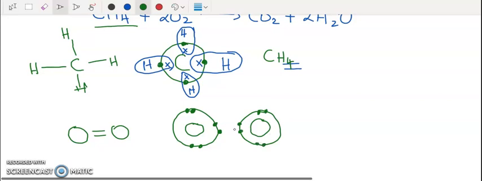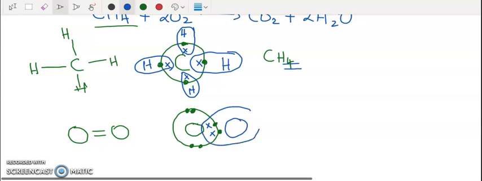So now what happens is these electrons come together. Or another way to draw this is, I should have thought about that before I drew this. Okay, so I'm going to take a blue color, and I'm going to cross it. That's better.